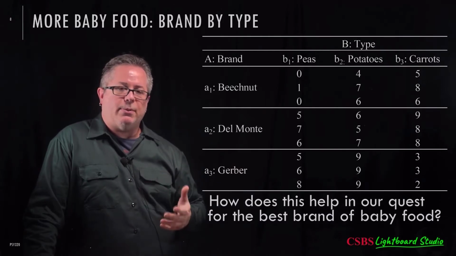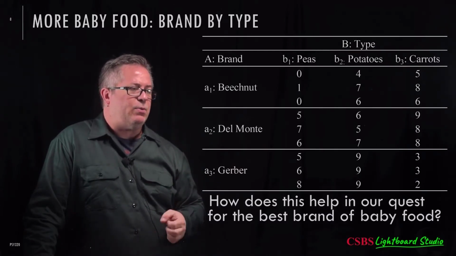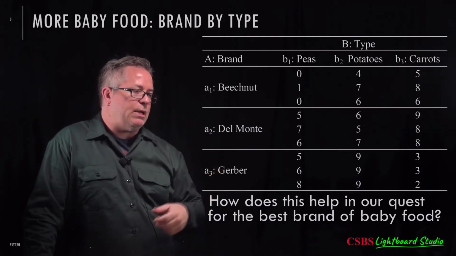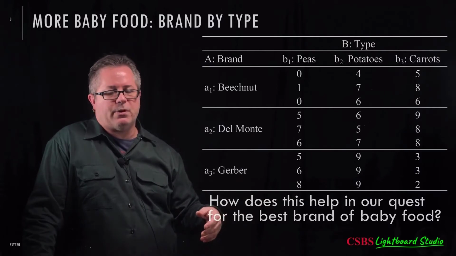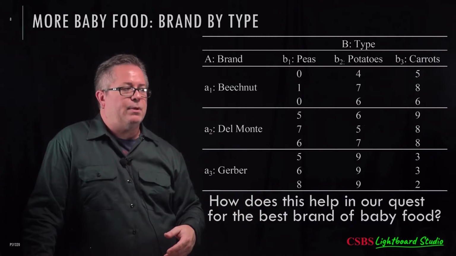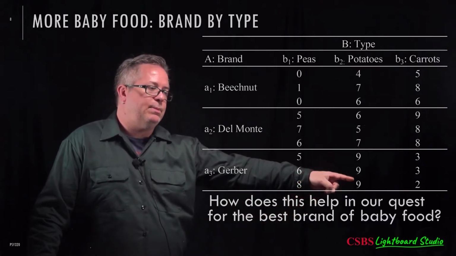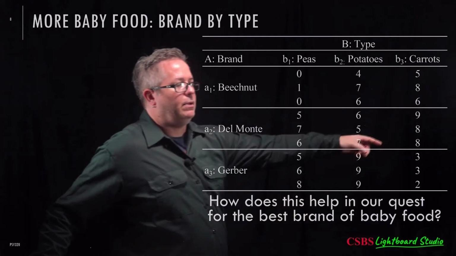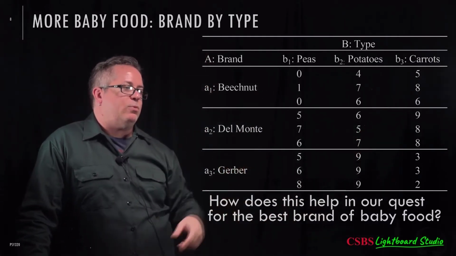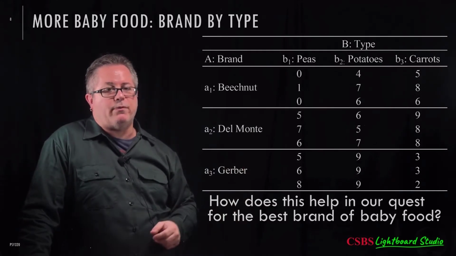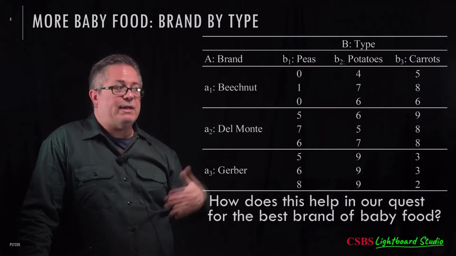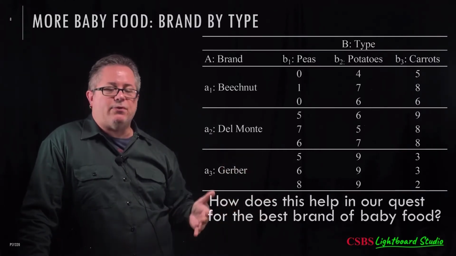So how does this help in our quest for the best brand of baby food? Well, a lot of parents, I imagine, when they shop, at least that's the way my wife and I were when we had kids, if we said we liked Gerber, we would buy everything from that same brand. But maybe that's not the way to go. Maybe we should be buying potatoes from Gerber, but carrots from Del Monte. And maybe it doesn't matter if we buy Gerber or Del Monte for strained peas. We buy either one of them. So this is a way of looking at which of the brands is best within each type of food, which will give you a different answer.